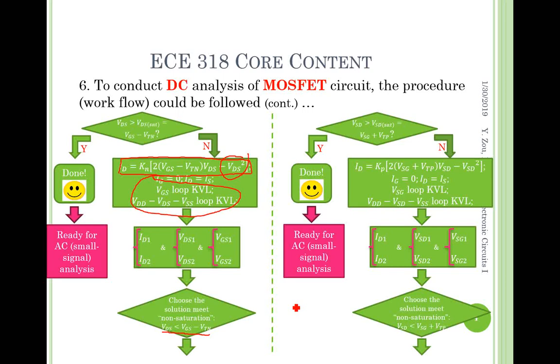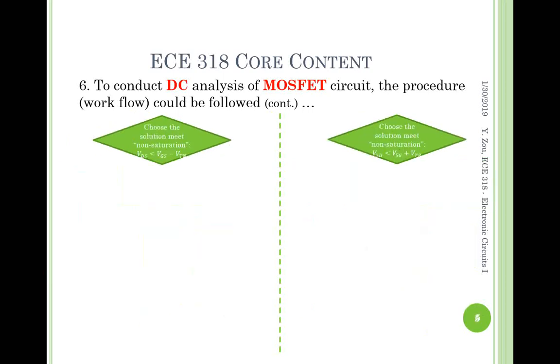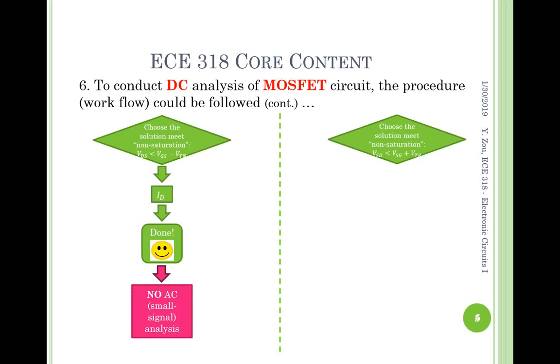Again, going back to the N-channel route, let's see if non-saturation is the case. What do we do from there? So we choose the solutions that meet the non-saturation condition, and then remember we are done, and we don't need to do any AC small signal analysis to find out the voltage gain. No, not anymore, because this non-saturation region is representing the on state. It is not an amplifier.